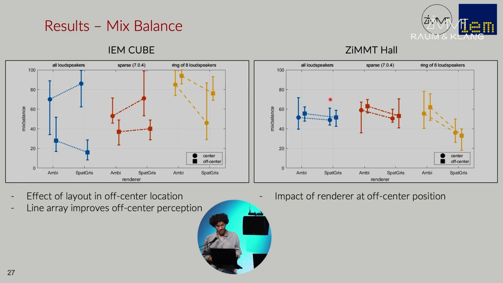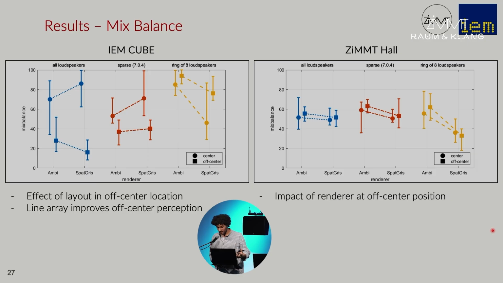attribute, which is the mix balance. And here we could see that for all the conditions, there was no effect of the loudspeaker layout except for the off-center location at the IEM cube, which would be this one here with a square. And we could see that it quite increases with a decreasing number of loudspeakers. And it even gets best, again, for the line array loudspeakers at the horizon, which is, again, the loudness not being reduced.